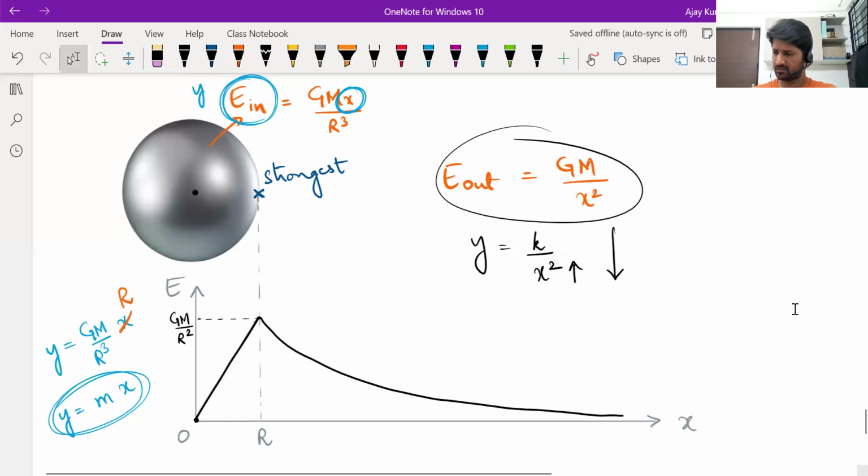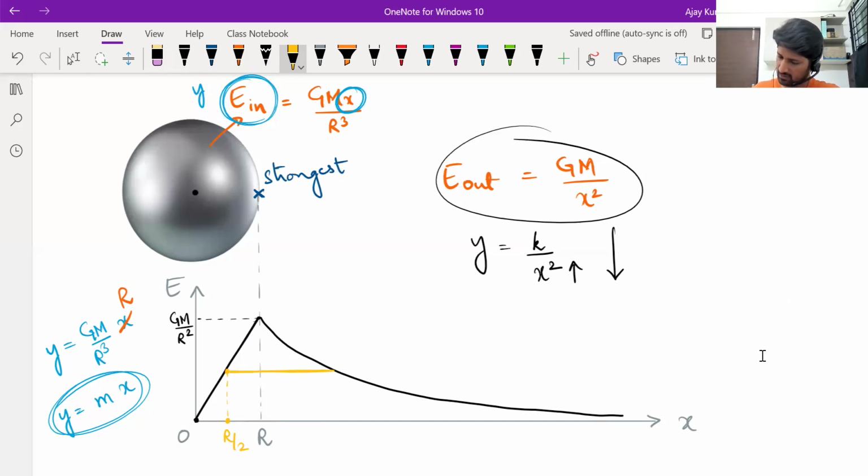You can be asked some interesting questions based on this also. I'll give you such questions in the worksheet. At the surface it is strongest. Inside the surface the field is lesser. Outside the surface also the field is lesser. You can be asked something like this: at a distance of r by 2, some field will be created. At what distance outside the sphere will you get the same field? Such questions can be asked, and they are very common also.